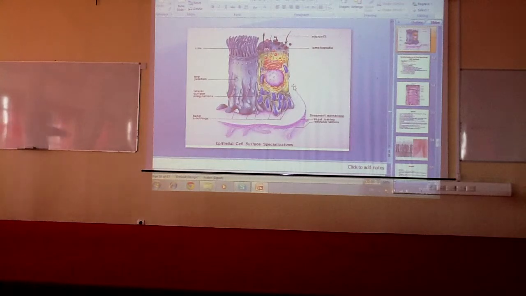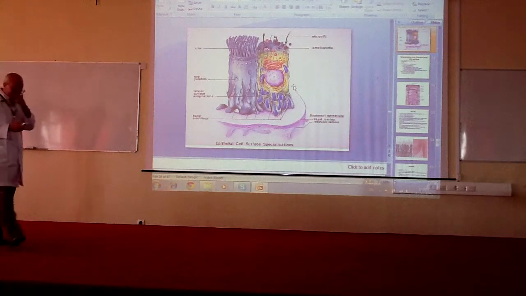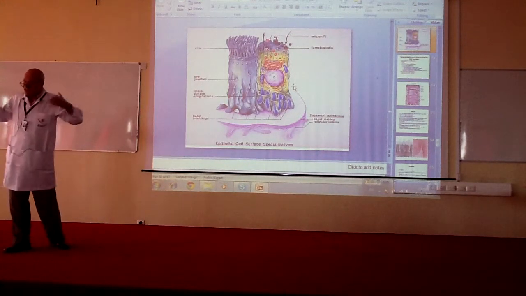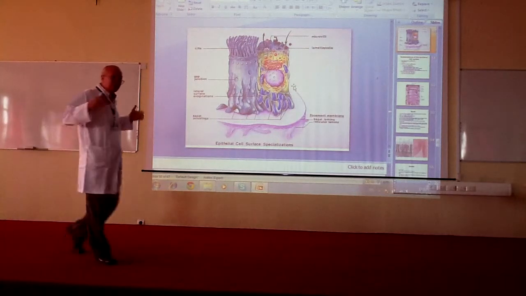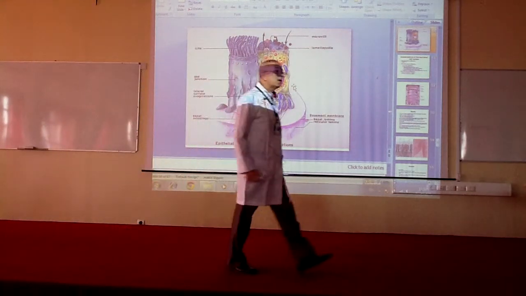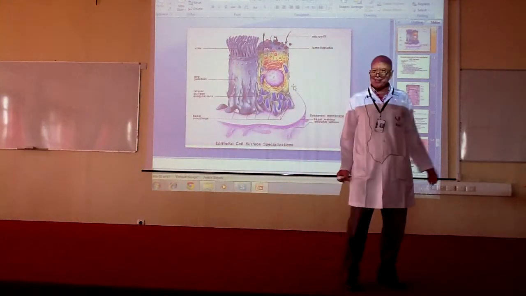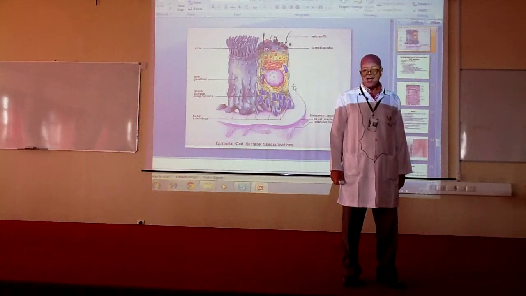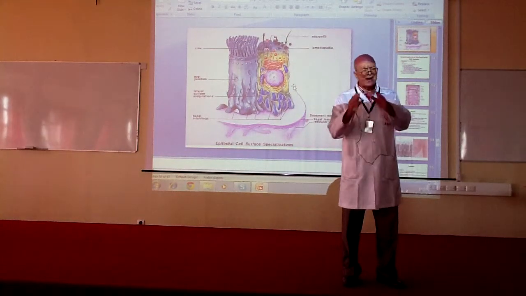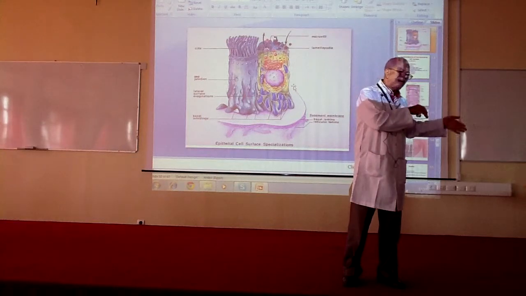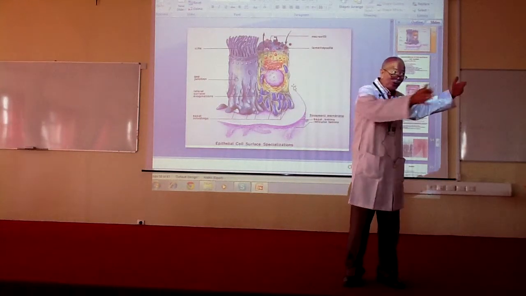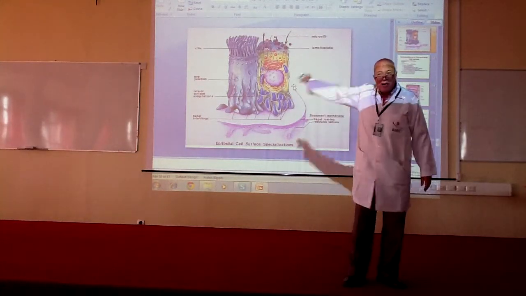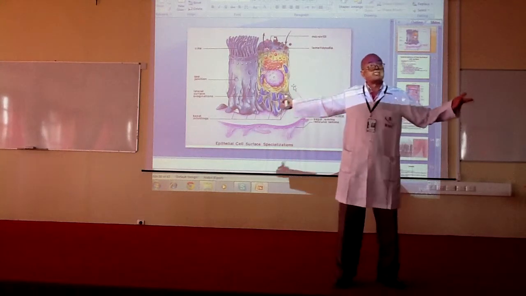Specializations of the apical part of epithelial cells. What do you mean by specializations of the apical part of epithelial cells? A change in the surface. Something characteristic of some types and not present in all types. What can we find on the surface of epithelial cells? Tell me.